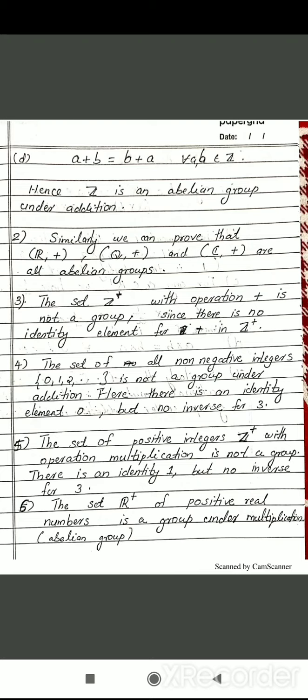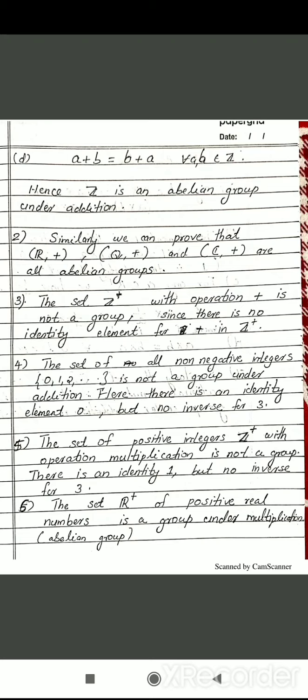Now, if we insert 0 in that set, that is the set 0, 1, 2, 3, and so on, the set of all non-negative integers, is that a group under addition? No. Clearly it satisfies associativity. There is the element 0 satisfying x plus 0 equals x equals 0 plus x for all x. So the identity element 0 is there, but it is not a group. What is the reason? The reason is that there is no inverse for 3.